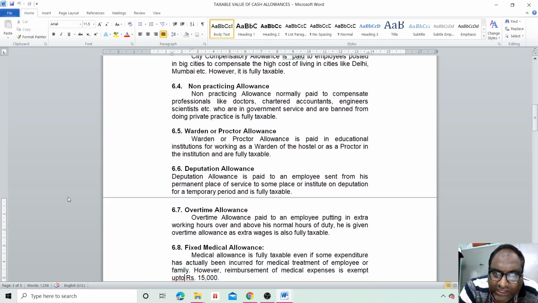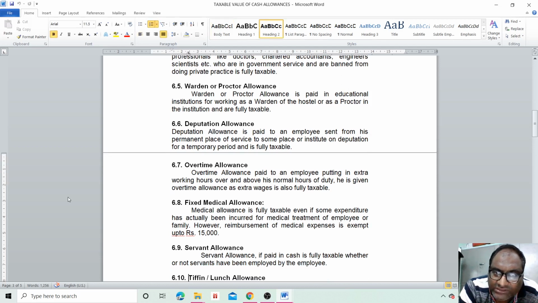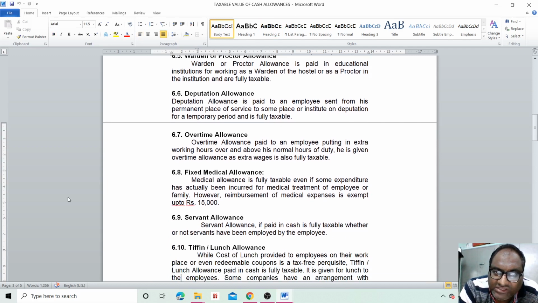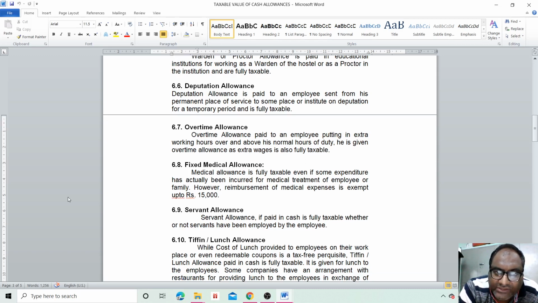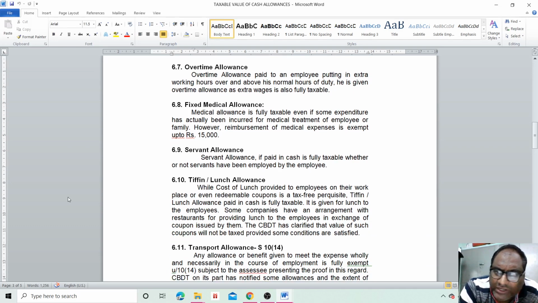Warden or proctor allowance is paid in education institutions for working as warden of the hostel or as a proctor in the institution, and it is fully taxable. Deputation allowance is paid to an employee sent from his department to some place or institution on deputation for a temporary period, and is fully taxable. Overtime allowance is paid to an employee putting in extra working hours over and above his normal hours of duty. He is given overtime allowance as extra wages, and it is also fully taxable.